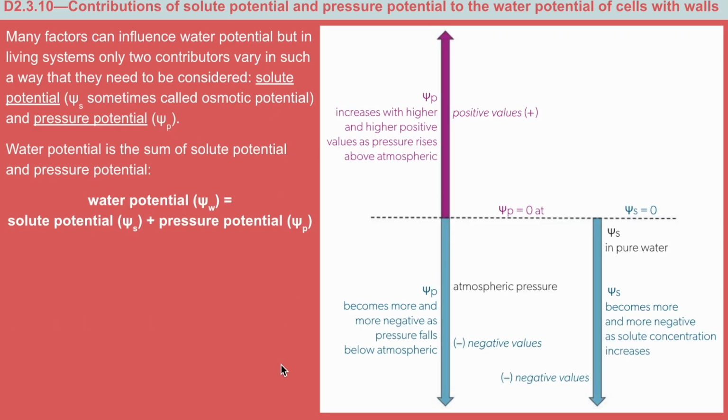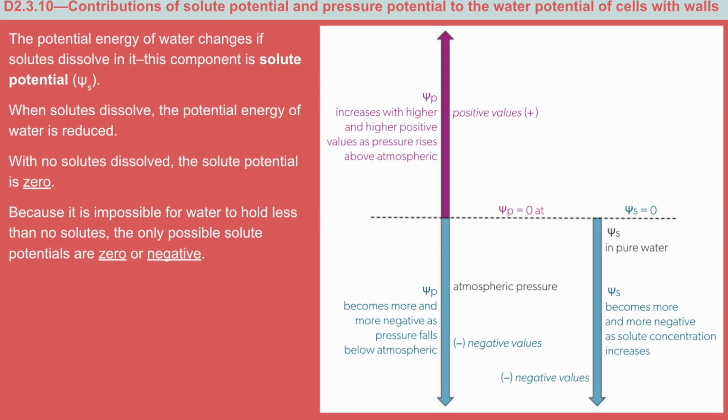All right, so solute potential is indicated with this symbol, pressure potential, this one. And when you add solute and pressure potential together, that's how we calculate water potential. Note that solute potential is just the potential energy of water if solutes are dissolved in it. If there's no solutes dissolved, the solute potential is 0. It can then go towards the negative, but you can't have less than no solutes, and so we can't have a positive solute potential. It'll always be negative, and it will be more negative as it gets more concentrated.